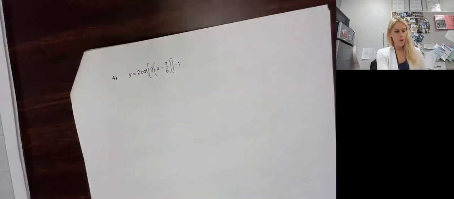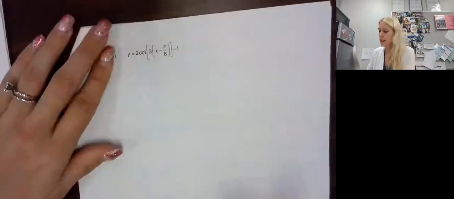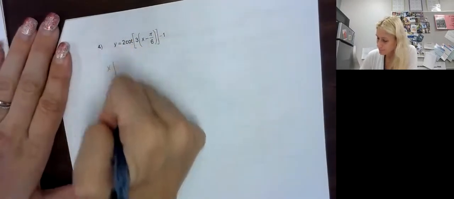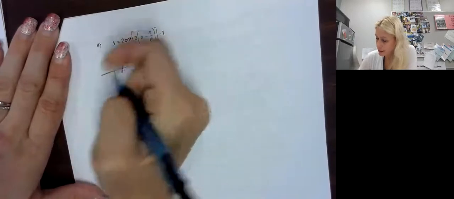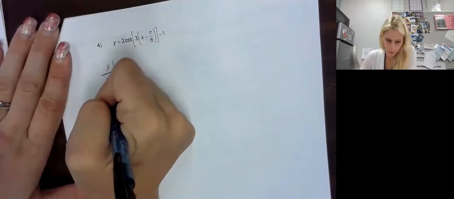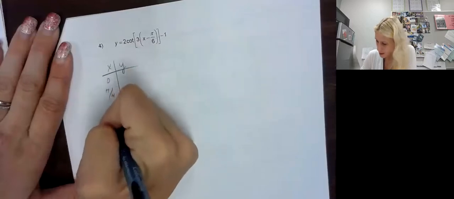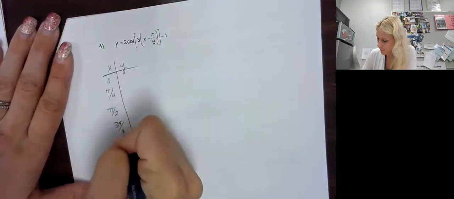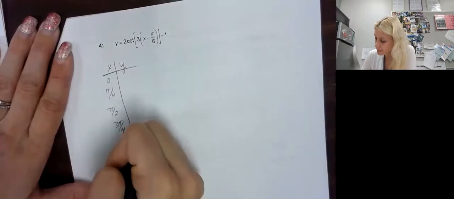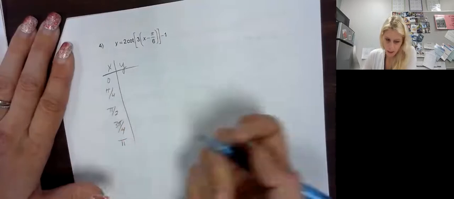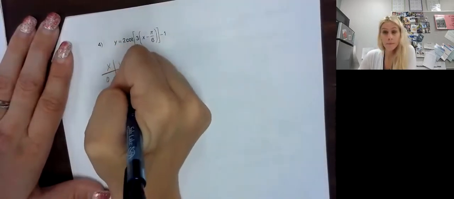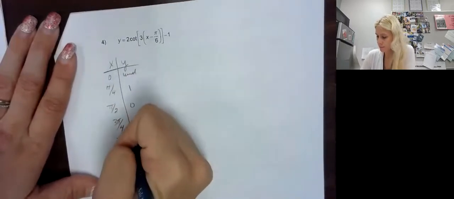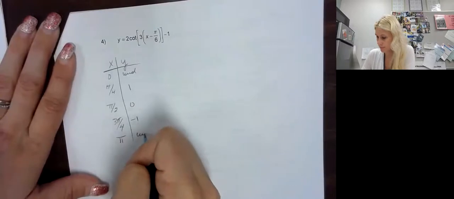Let's see, I think we have one more before we go into secant and cosecant, and we want to double check on this stuff. So it's factored already, so that's great. So xy, this is cotangent, so 0, pi over 4, pi over 2, 3 pi over 4 and pi. So we have undefined, we have 1, 0, -1, undefined.